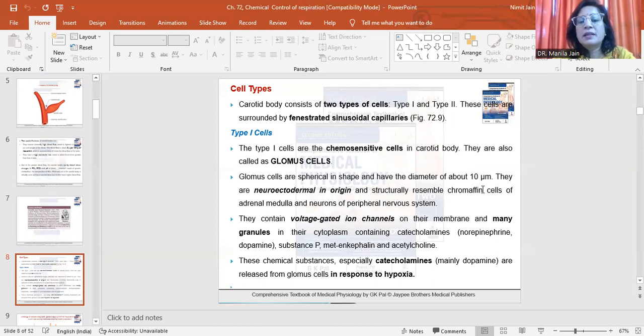They contain voltage-gated ion channels on their membrane and many granules in the cytoplasm containing catecholamines like norepinephrine and dopamine, substance P, met-enkephalin and acetylcholine. These chemical substances, especially catecholamines, mainly dopamine, are released from glomus cells in response to hypoxia.